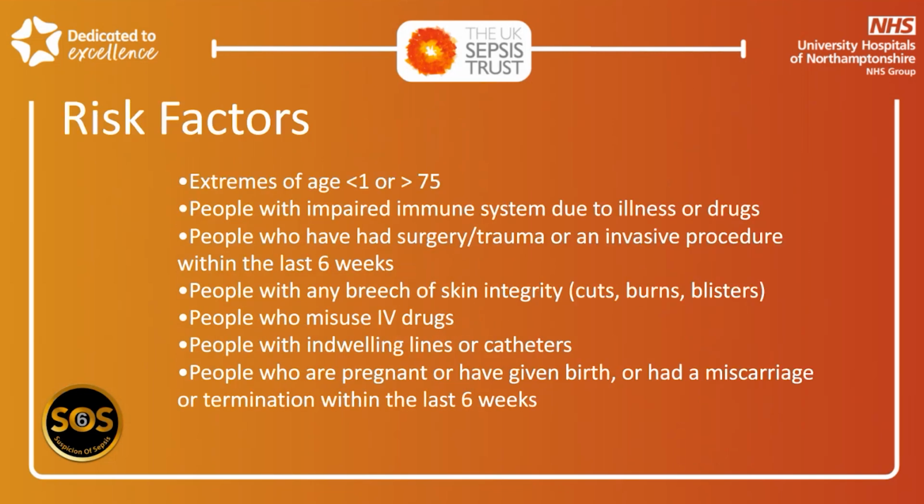Anyone is at risk of sepsis. It does not discriminate. However, there are people that are at increased risk. These are the very young or very old, those with an impaired immune system. This includes treatment for cancer with chemotherapy, impaired immune function, for example, sickle cell, diabetes or splenectomy, taking long-term steroids, taking immunosuppressant drugs to treat non-malignant disorders such as rheumatoid arthritis, people who have had surgery, trauma or invasive procedures within the last 6 weeks, people with breaches to skin integrity, those that misuse IV drugs, people with indwelling lines and catheters, people who are pregnant or have given birth or had a termination or miscarriage within the last 6 weeks.